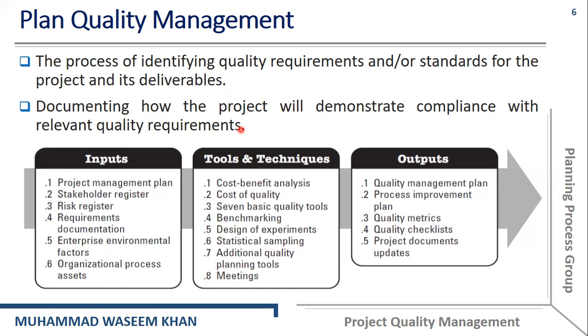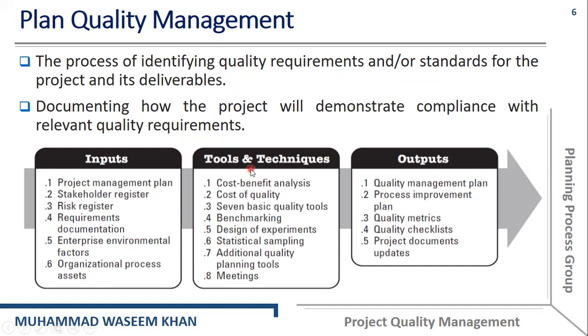So let's discuss the inputs, tools and techniques, and outputs in the plan quality management process. The inputs include the project management plan, stakeholder register, risk register, requirements documentation, enterprise environmental factors, and organizational process assets. We have discussed all of these six inputs in the previous lectures again and again, so we are not going to discuss them here.